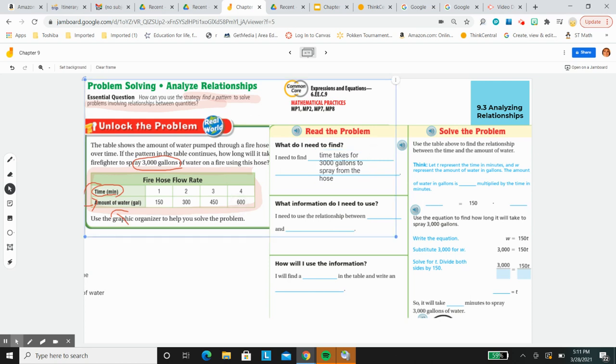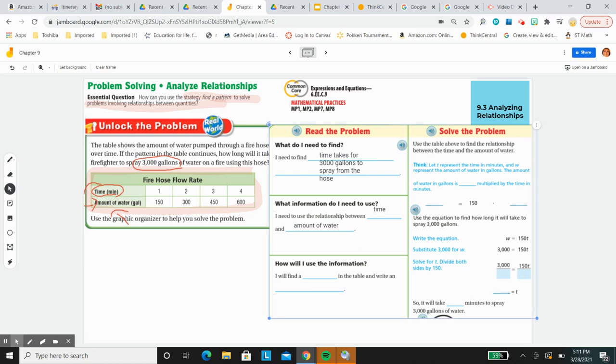That's nowhere near what one of these are. So I don't want to make a table that's going to go around my living room here and back. So I'm going to have to do some math to figure it out. All right, I need to use the relationship between time and the amount of water to figure this out.